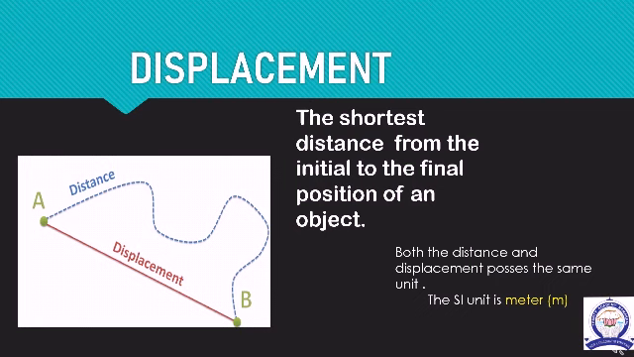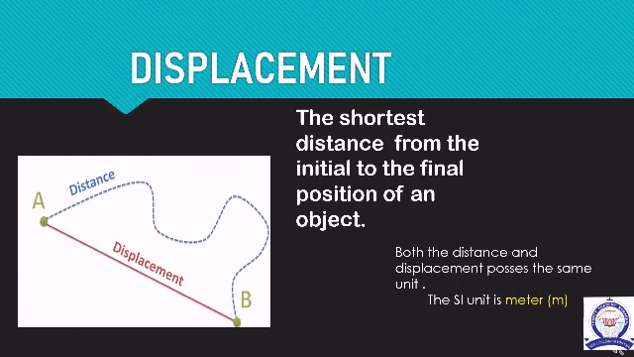Displacement. Displacement is defined as the change in position of an object. It is a vector quantity. Distance is a scalar quantity and displacement is a vector quantity, having both direction and magnitude. It is represented as an arrow that points from the starting position to the final position.